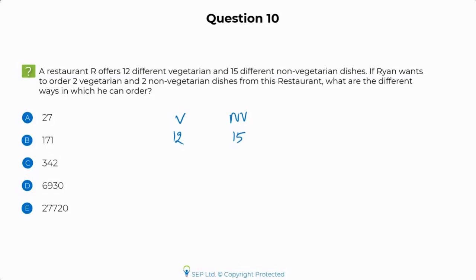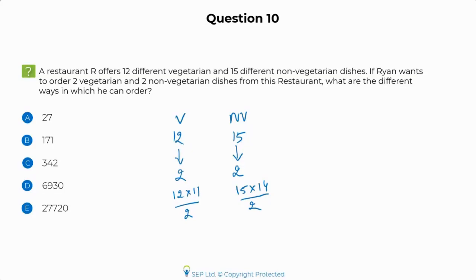Basically he has to order 4 dishes, so he has to order 2 from this and 2 from the rest. So he has to select 2 dishes from 12 and 2 dishes from 15. Clearly he can do this in 12 into 11. He can select the first dish in 12 ways, the second dish in 11 ways. But since we are talking about selection, we have to divide by 2. And he can do the other in 15 into 14 by 2.